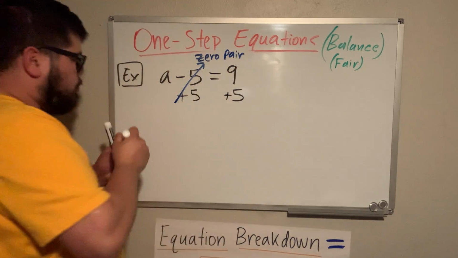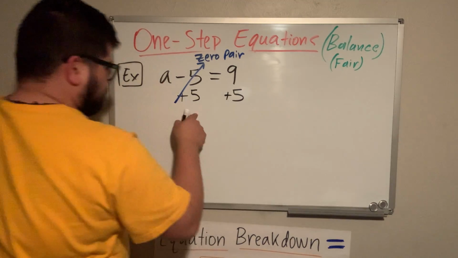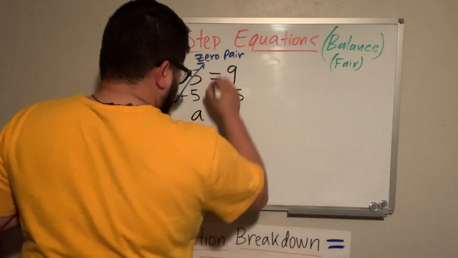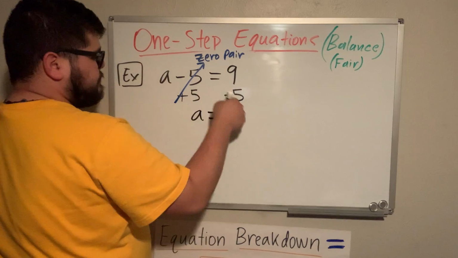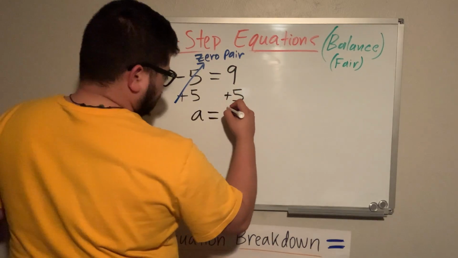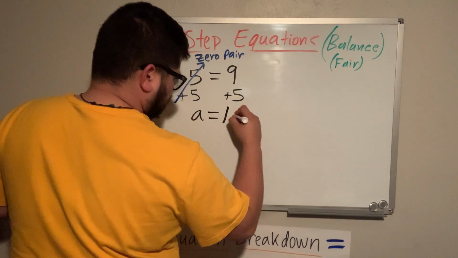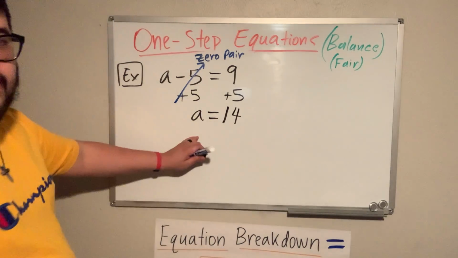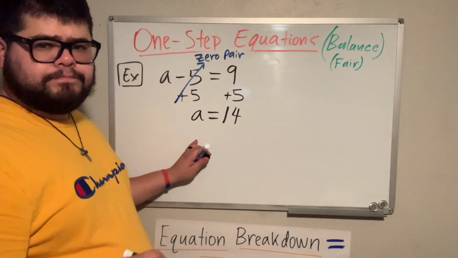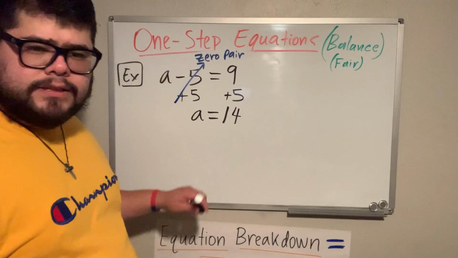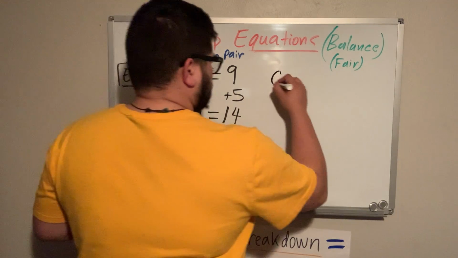And so remember, that's a zero pair. Got to remember that, zero pair. And a is going to come straight down. Equal sign is going to come down. 9 plus 5 is what? Positive 14, right? And we can't forget to what? Check, please, right? We can't forget to check. So we got to check. Let's go ahead and check this.